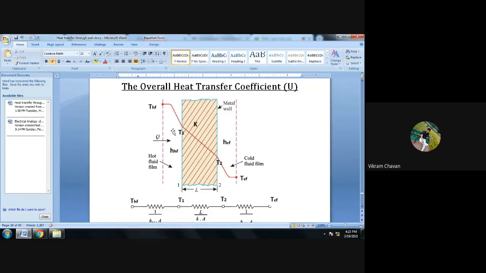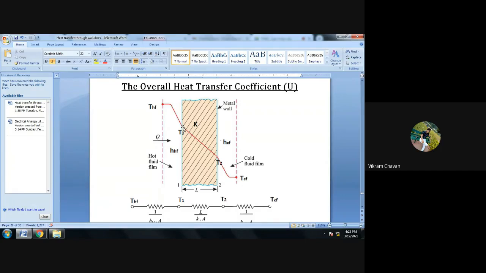Which heat transfer mode is there? If the fluid is transferring heat to the solid surface or to the material, then that heat transfer mode is considered as convective heat transfer. So this fluid transfers the heat to the wall by convection.